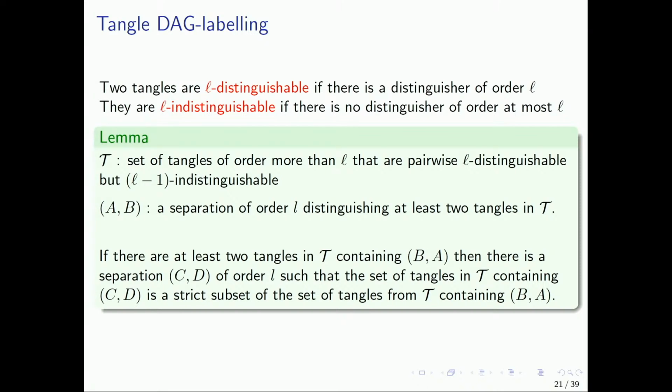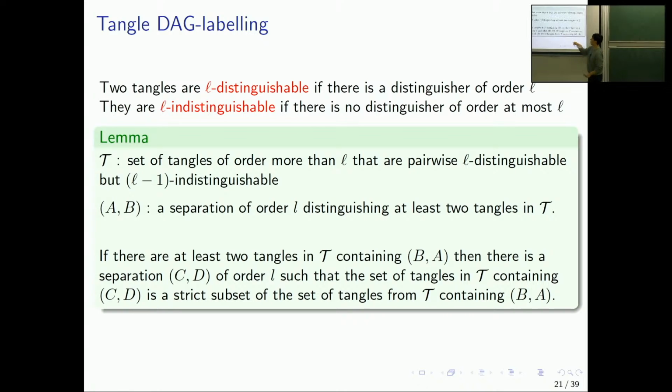And assume that AB is a separation distinguishing at least two tangles. And then if there are at least two tangles in the A part, then there is some separation CD such that the tangles containing CD are a strict subset of those containing BA. Which means that you can exclude more than the BA separation.